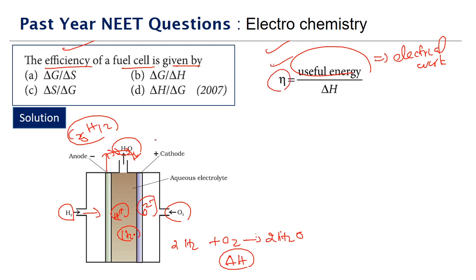So here the useful energy means for the cell reaction, right? If you look at the cell reaction, what is the useful energy we can think about? Delta G. This is what we call the Gibbs free energy change. So the enthalpy change represents the total energy difference between the products and the reactants. This enthalpy change will not be coming in the form of useful work. What will come in the form of useful work? That is only delta G.